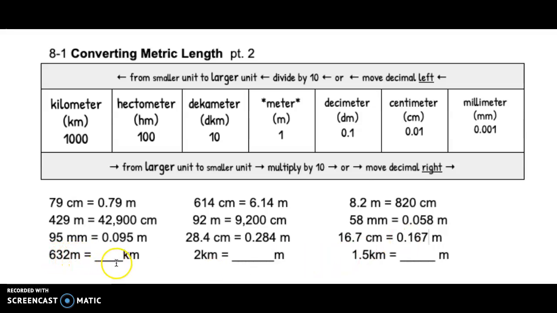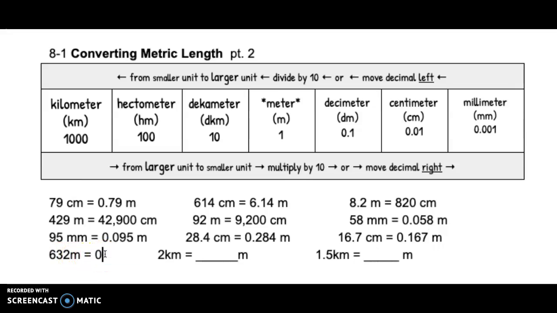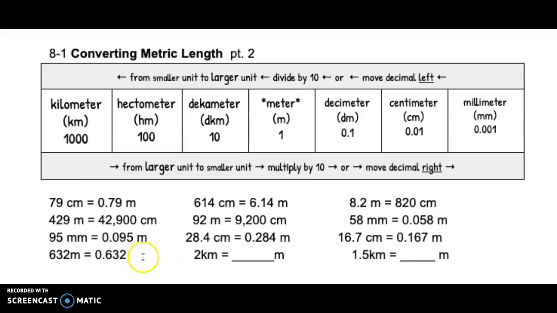632 meters to kilometers. Meters is our base unit, if you'll remember here. Kilometers is 1, 2, 3 spots to the left. So the decimal, which is behind the 2, 1, 2, 3 spaces, that would mean it's 0.632 kilometers, km.